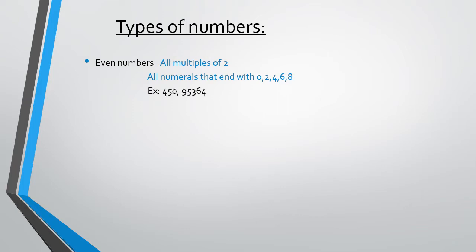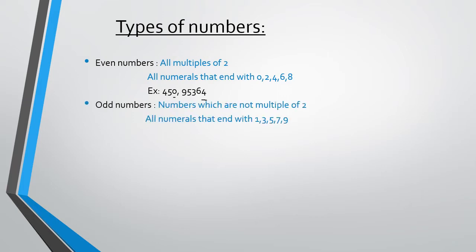I have shown an example here. Okay, it is 450, 95,364. In both these numerals, the ones place has 0 and here it has 4. So, these two numbers are considered to be even numbers.